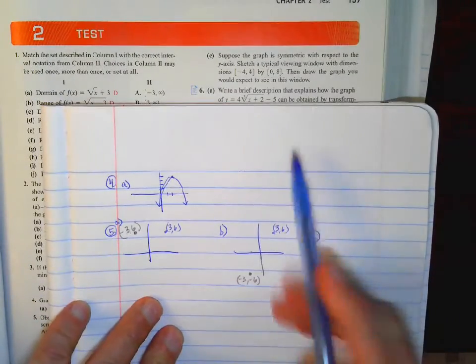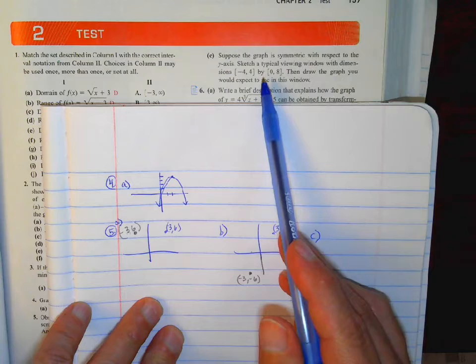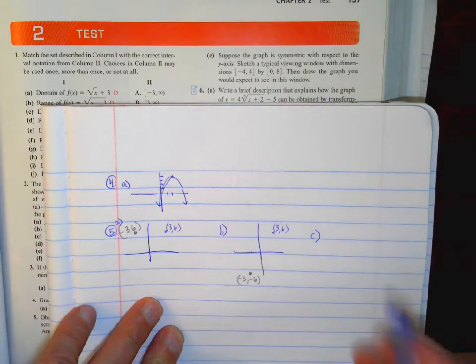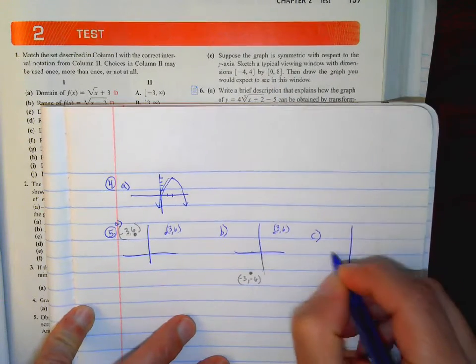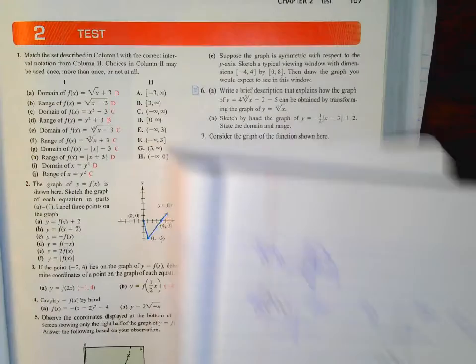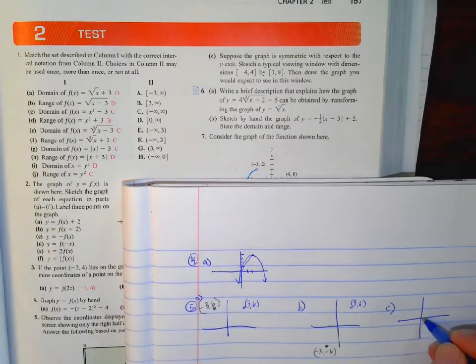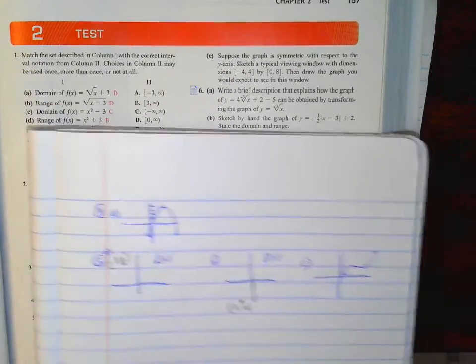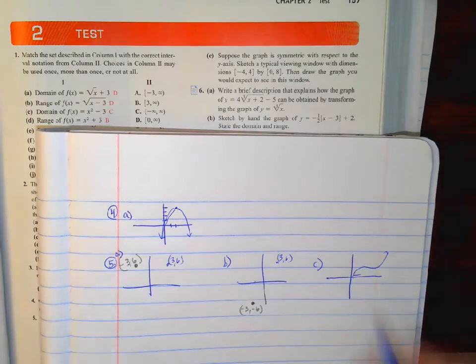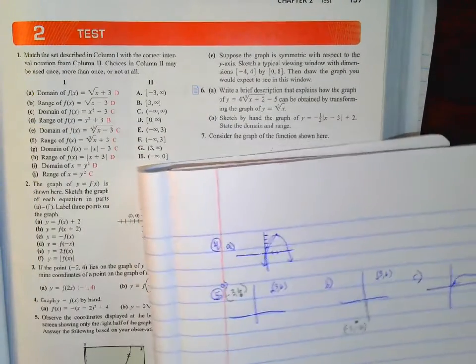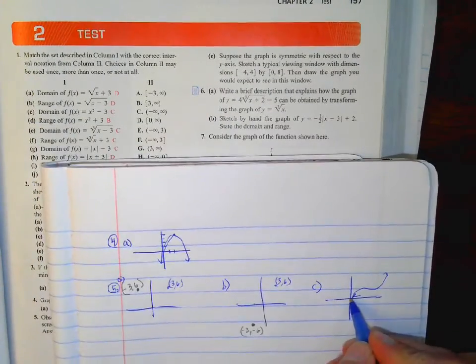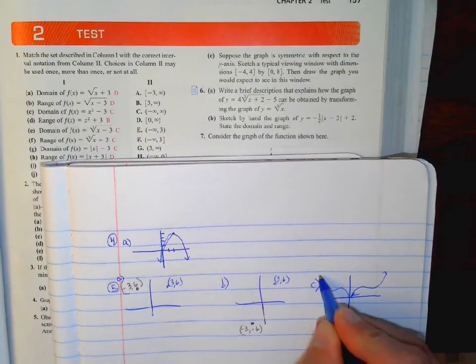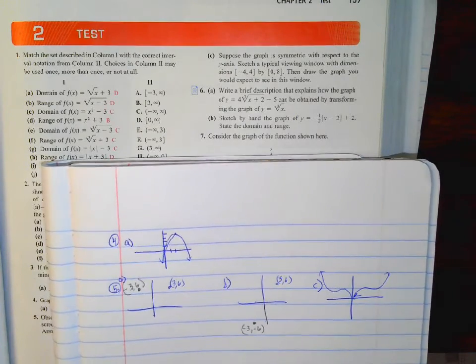suppose the graph is symmetric with respect to the y-axis. What would you expect to see? Okay, so if my graph did look something like this, okay, if that was my graph there, from there, I would expect it to look like this, reflected across your y-axis.